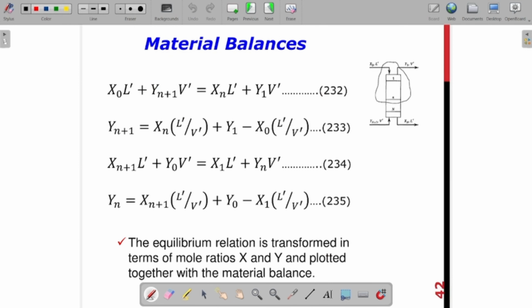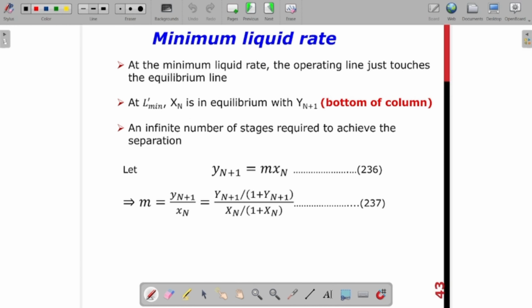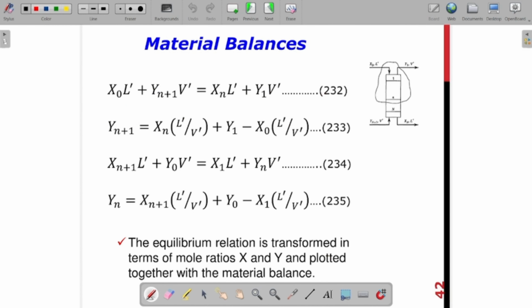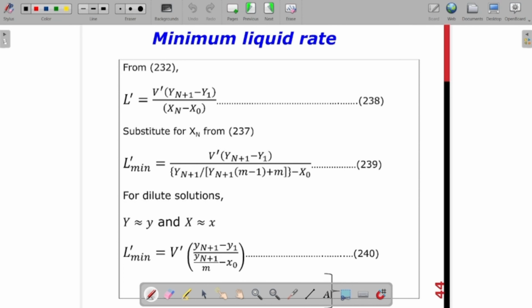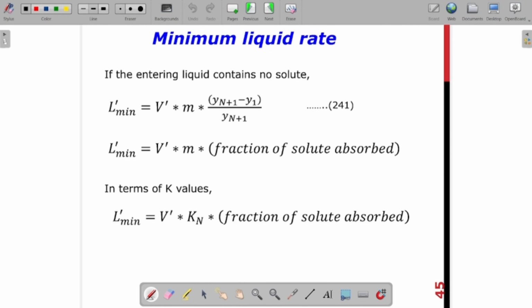So all these things come into sense in such a way that you'll be having the minimum liquid rate, which occurs at the bottom of the column, right? Which occurs at the bottom of the column. So you have the minimum liquid rate, right? So here, this equation becomes valid, right?